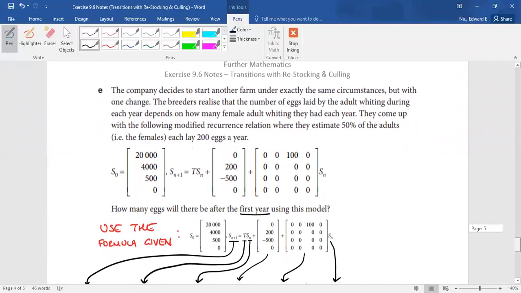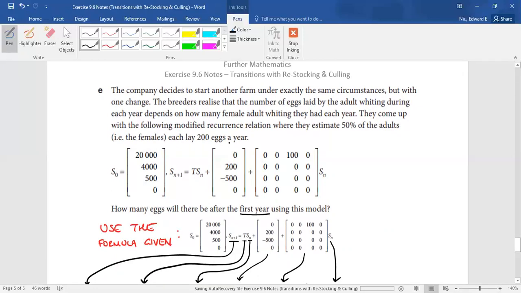The last part of further, how exciting. The company decides to start another farm. So now they're expanding under exactly the same conditions, but with one change. The breeders realize that the number of eggs laid by the adult whiting during each year depends on how many female adult whitings they had each year. Makes sense, right? Females have the eggs. They come up with the following modified recurrence relation, where they estimate 50% of the adults each lay 200 eggs a year.